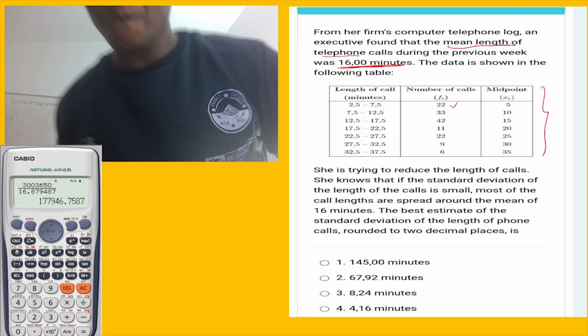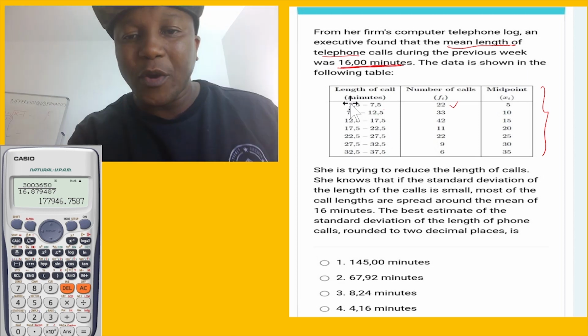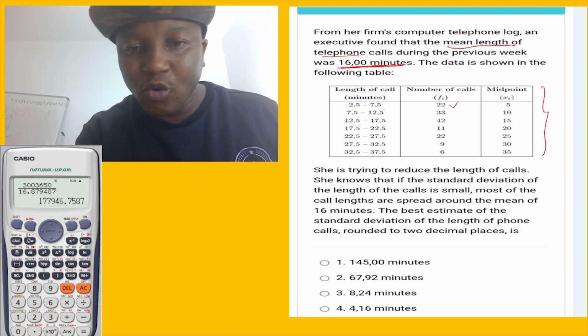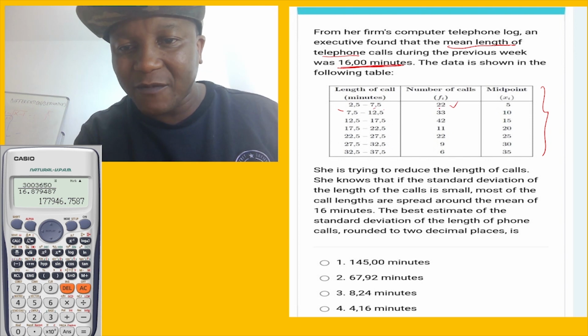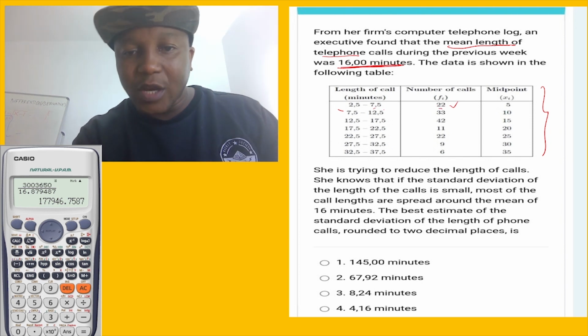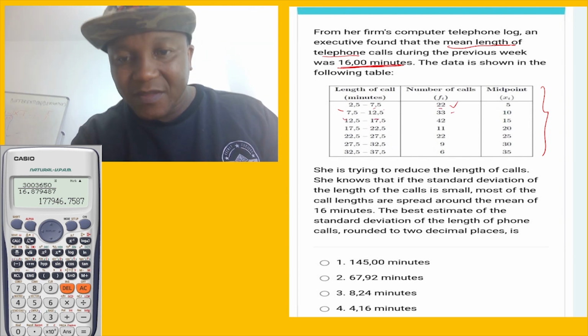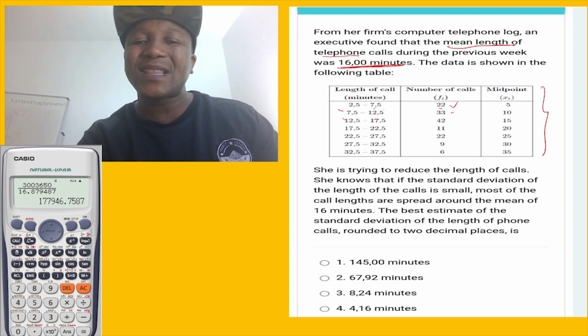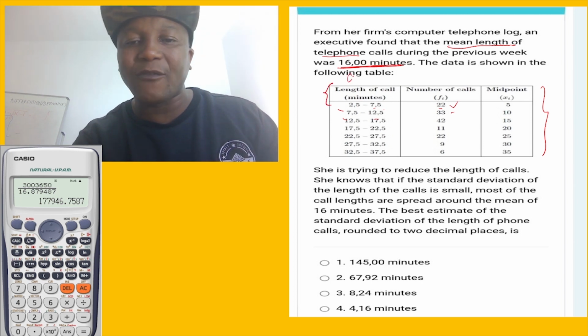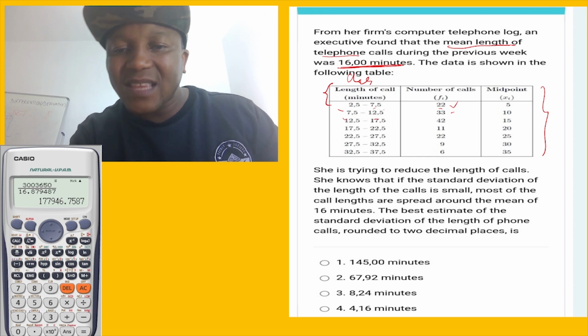What do they want? So they say we have only grouped data. Grouped data from 2.5 to 7.5 there are 22, and then 7.5 to 12.5 there are 33. So what is the interval? If somebody asks what is the length interval, it means, because this is a class, the length interval. That is not part of the question.